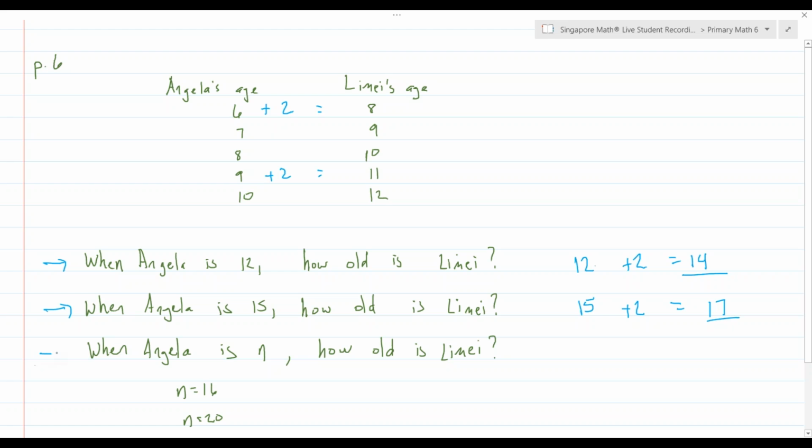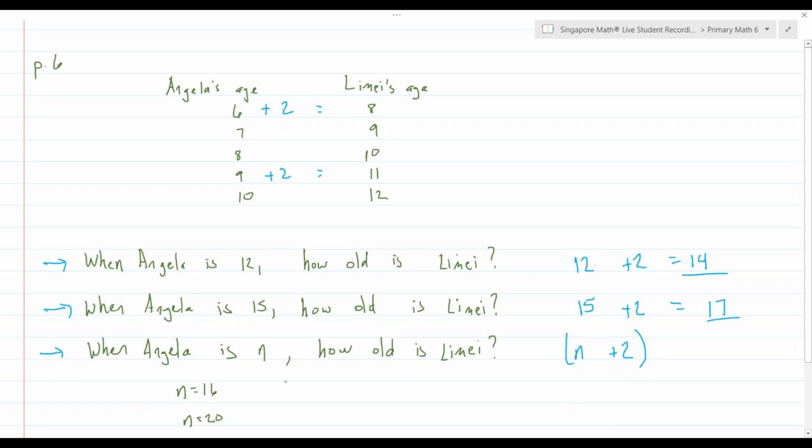And then we start thinking about a letter. What about when Angela is N? How old is Lamai? Well, we start with Angela's age, which now we're told is N, and we add 2. The different thing in algebra is I can't answer that with a number because I don't know what N represents for this problem, but whatever Angela's age is, add 2 and you'll have Lamai's age.